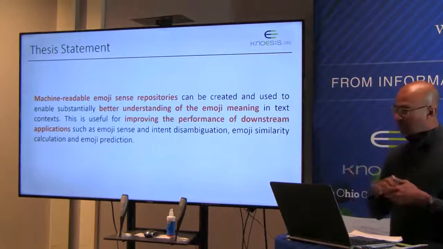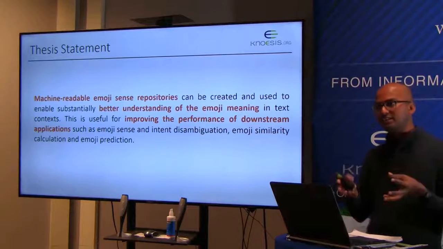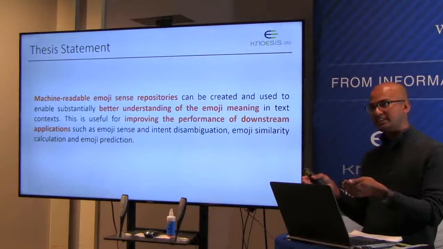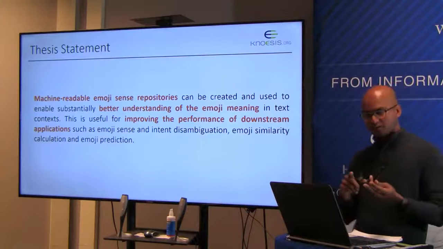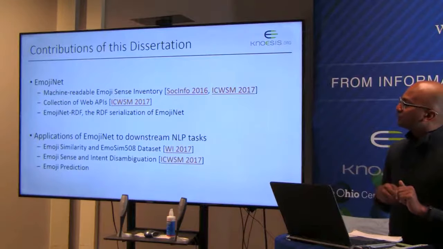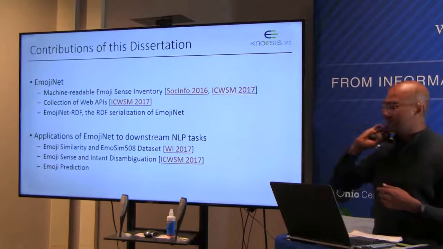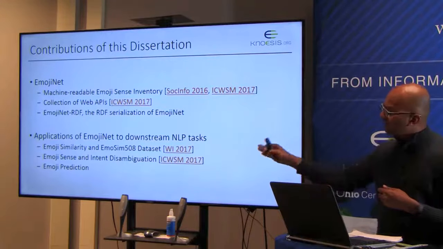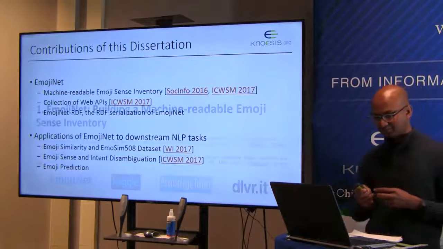So this is my thesis statement, and here the main focus is on building machine-processable emoji meaning dictionaries and using them for emoji understanding tasks. In particular, we look at three tasks: emoji similarity calculation, emoji sense disambiguation, and emoji prediction. So these are the contributions of this dissertation. As I said, we are going to build a machine-readable emoji sense inventory, which we name EmojiNet, and then we are going to apply that to three emoji understanding tasks.